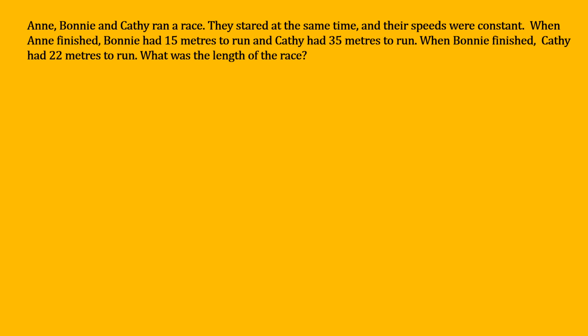In this question, there are three people who run a race, and their speeds are constant, and they start at the same time. There are two situations. The first one to finish is Anne, and when Anne finishes the race, Bonnie still is 15 meters away from the finish line, and Cathy is 35 meters away from the finish line. The next case is when Bonnie finishes the race, Cathy is 22 meters away from the finish line. So what is the length of the race?